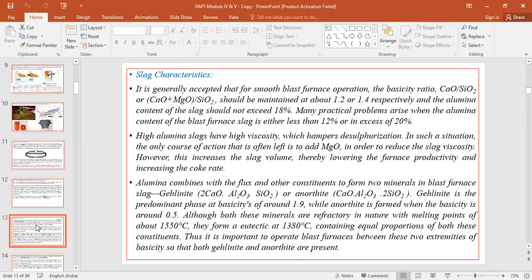Not only that, high alumina slags, because of high viscosities, have a very poor desulfurization rate also. To overcome this, we have to add more amount of fluxes and also make it fluid. Then you have to add more amount of fuel also. The fuel consumption will increase, and the flux consumption also increases, and all these together give a great increase in the volume of the slag, and the productivity of the blast furnace will decrease.